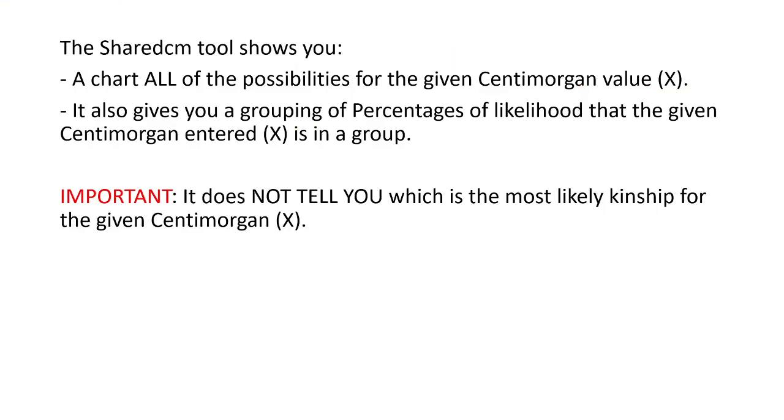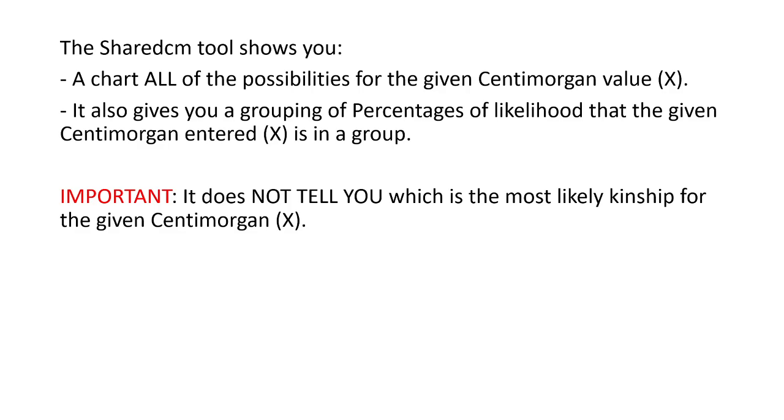So the Shared cM tool allows you to see all the possibilities for a given centimorgan value of x. That was the biggest help for me. So I saw all of them, and then I would look at where the mid-range or the mean was closest to that value, and I would look there, which is exactly what it's showing you.